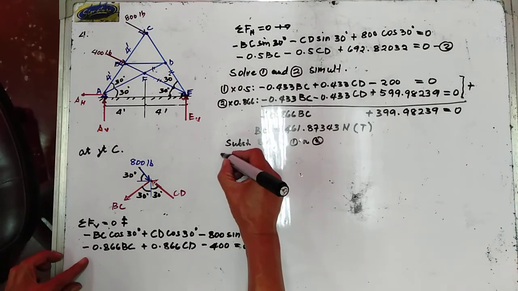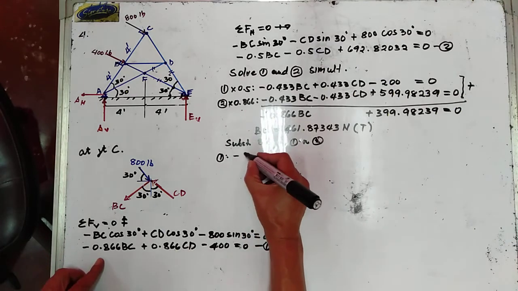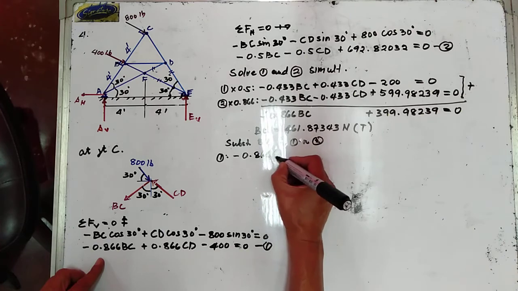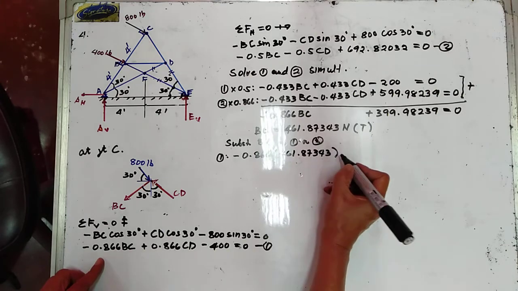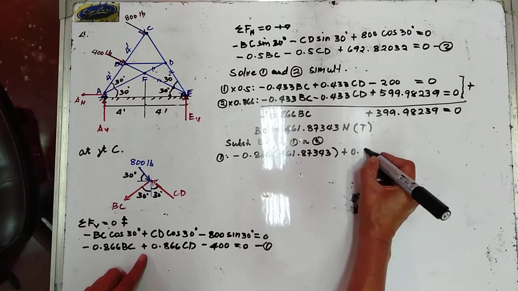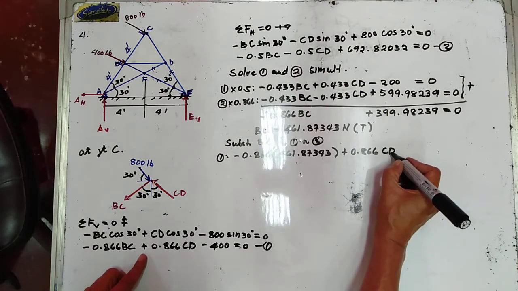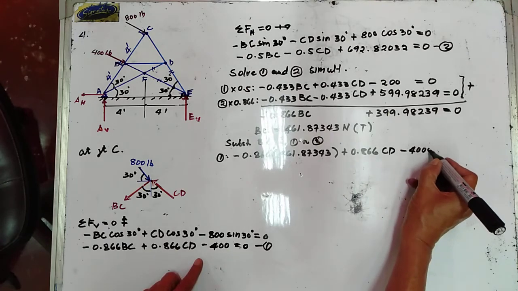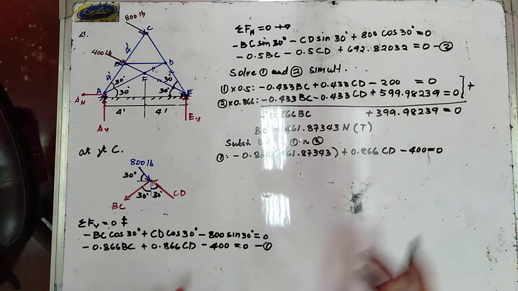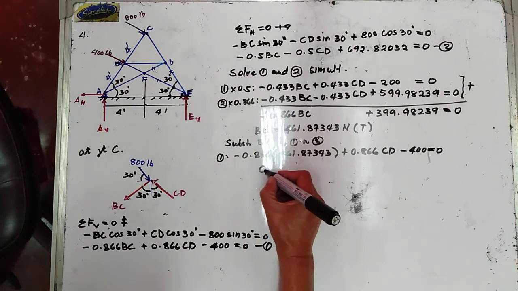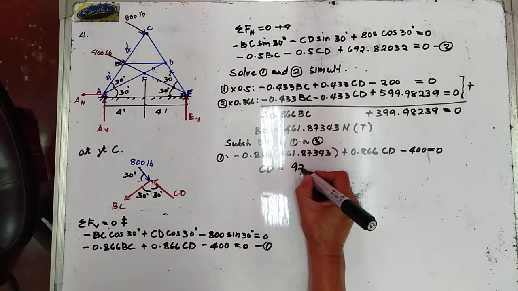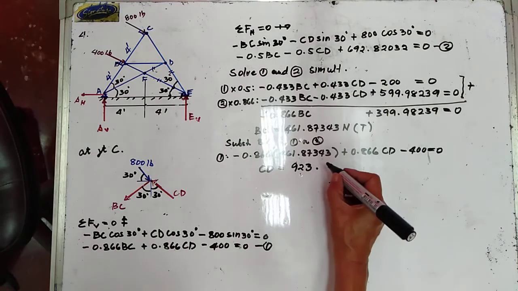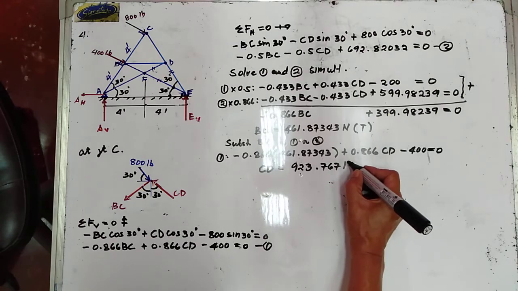So from equation 1, 0 minus 0.866 times BC, which is 461.87343, plus 0.866 CD minus 400 is equal to 0. Hence, the value of CD is now equal to 923.76767 pounds.